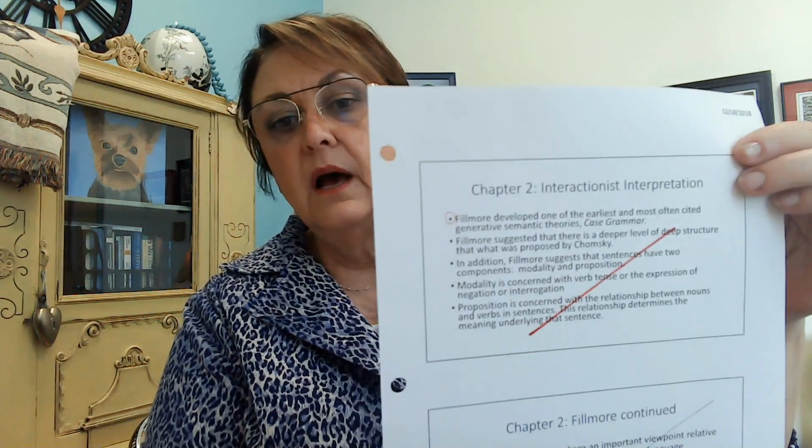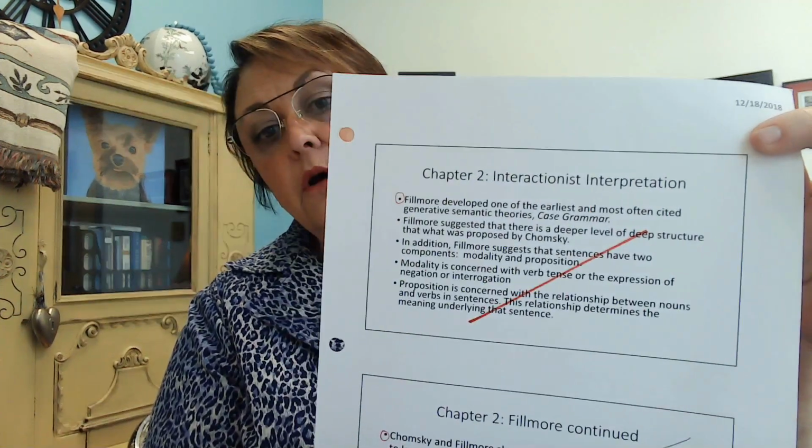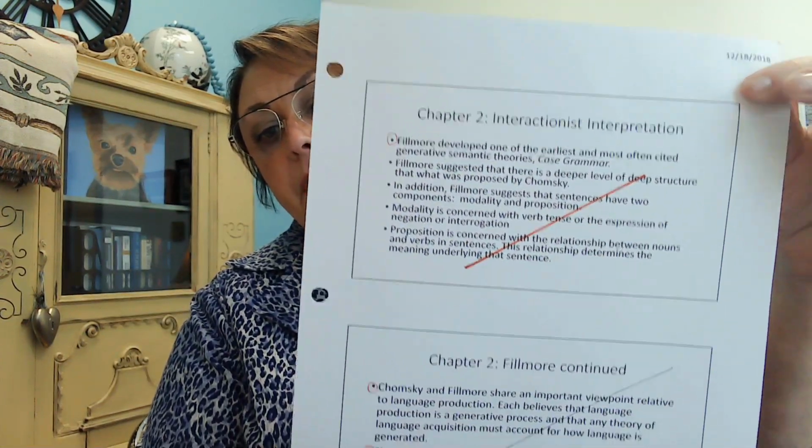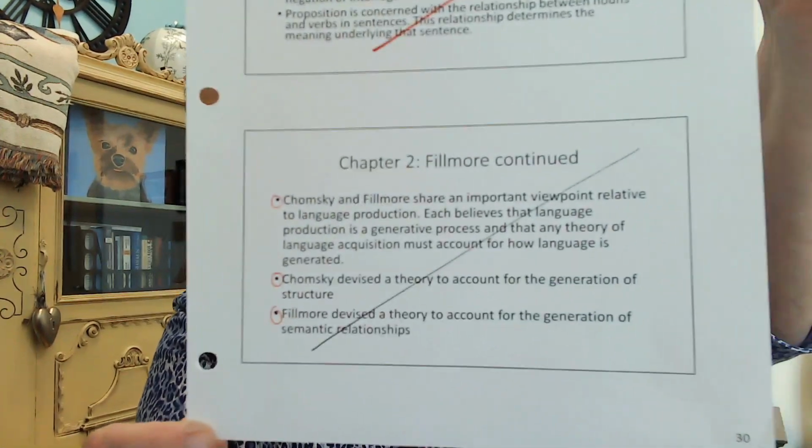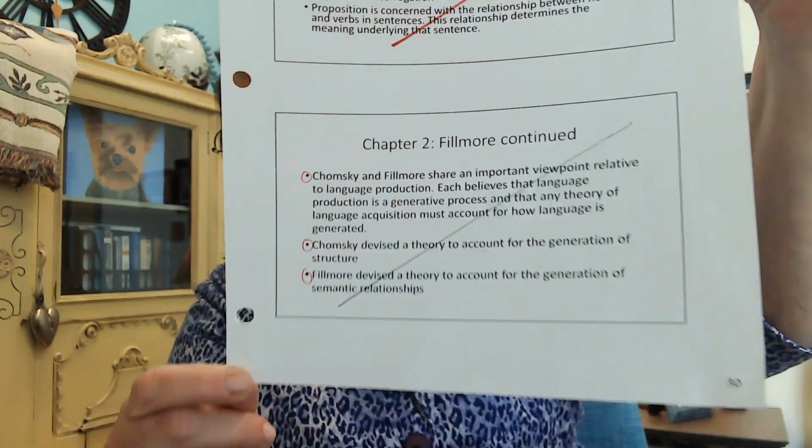There are 2 slides on this in the PowerPoint. You will not be quizzed about anything over this slide about Fillmore, and you will not be quizzed about anything over this slide. It's page 30. It's those 2 slides. There isn't anything that will be covered there.